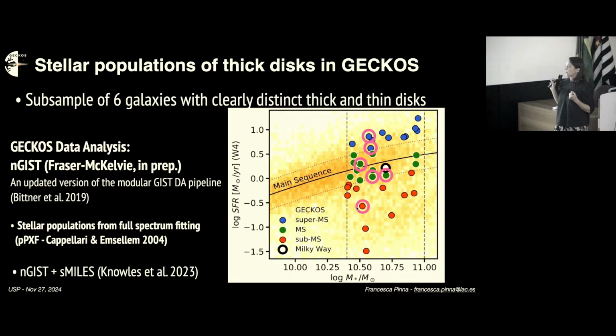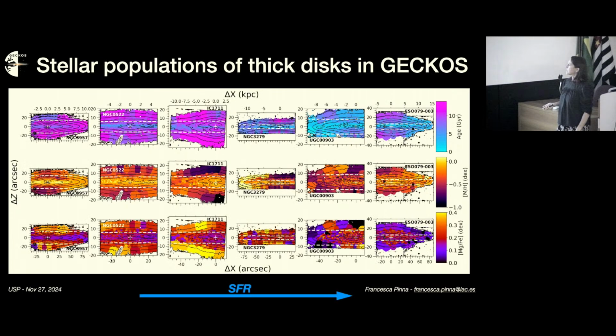To fit these galaxies, I'm using the GIST pipeline, which is an updated version of the previous GIST data analysis pipeline from Bittner that we have updated in GECKOS. And this also uses pPXF, the same code that I mentioned before. So in this analysis, I'm using the new SMILES models, which actually allow for a better analysis of the alpha enhancement, because they offer 5 different values of magnesium over iron, not only 2. And with this, I'm extracting the stellar population properties.